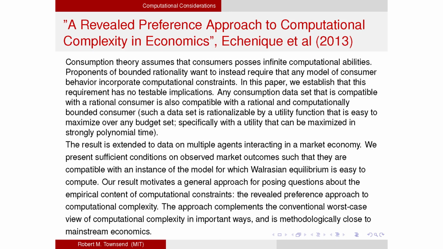That is to say, the data set in hand can always be rationalized by a utility function that's pretty easy to solve, meaning solved in polynomial time. So this is very much like not being able to test the convexity of preferences. We start with something non-convex, but it generates a data set that could also be generated by something convex. We start with something that could have come from the household solving a hard problem, but it could also have come from a household solving a simpler problem.